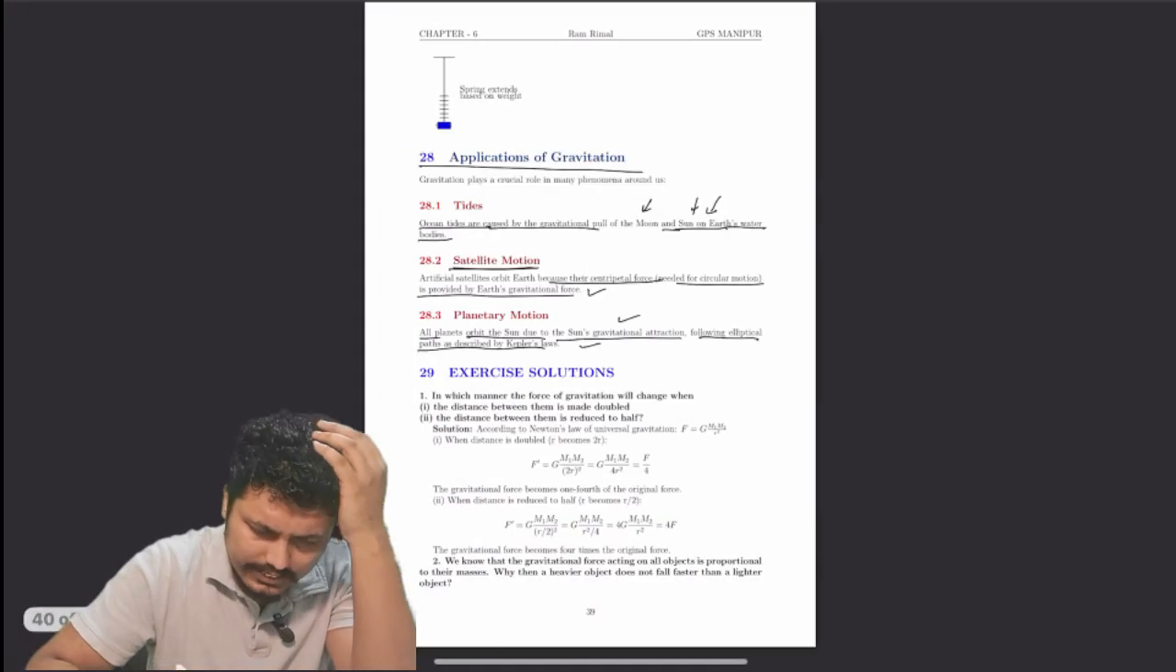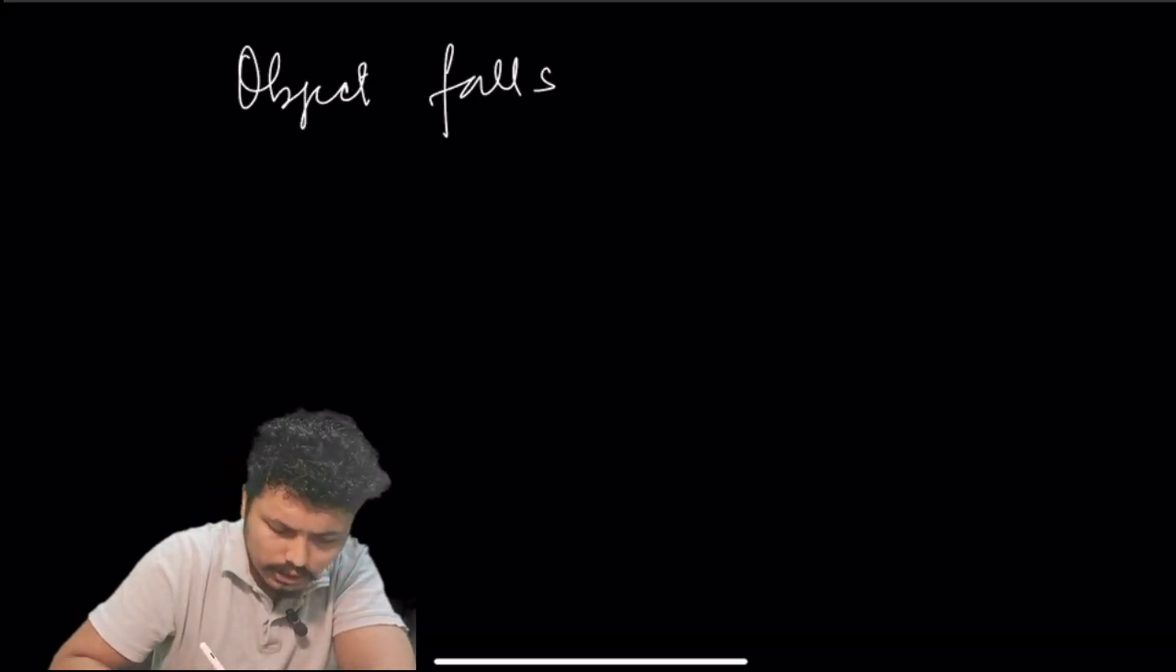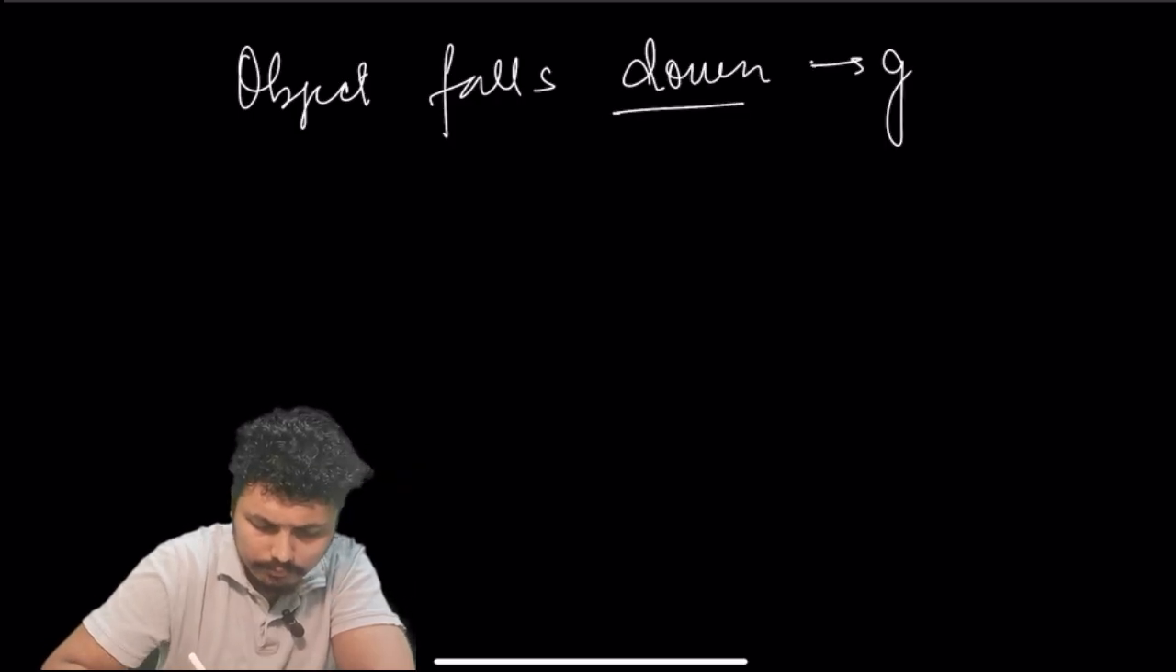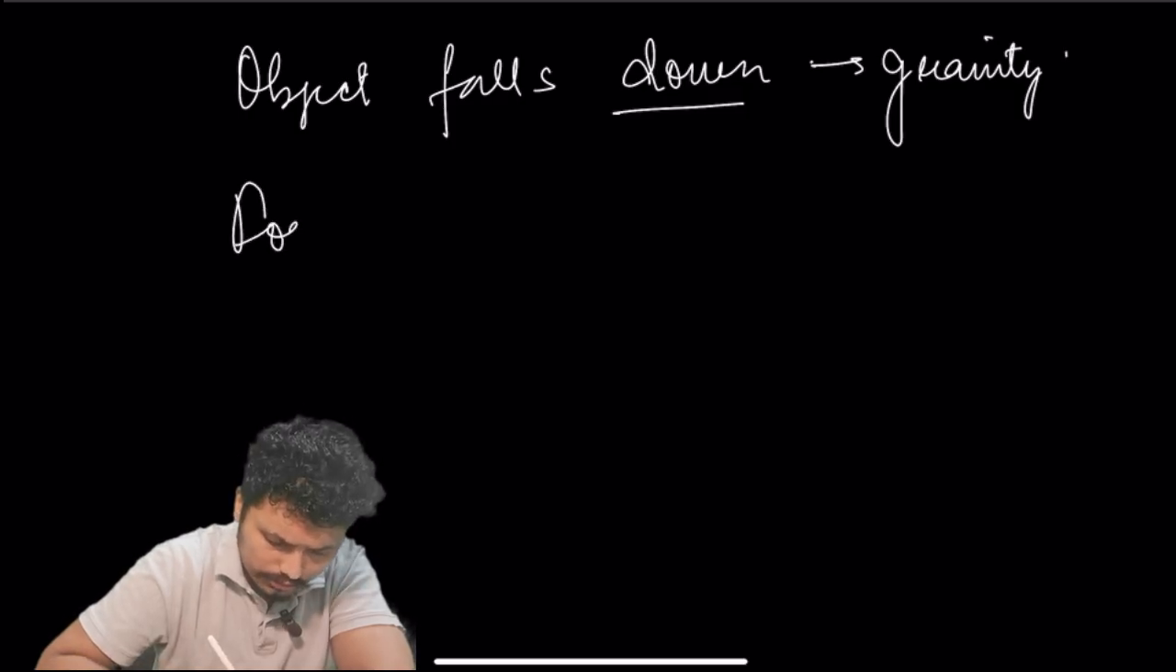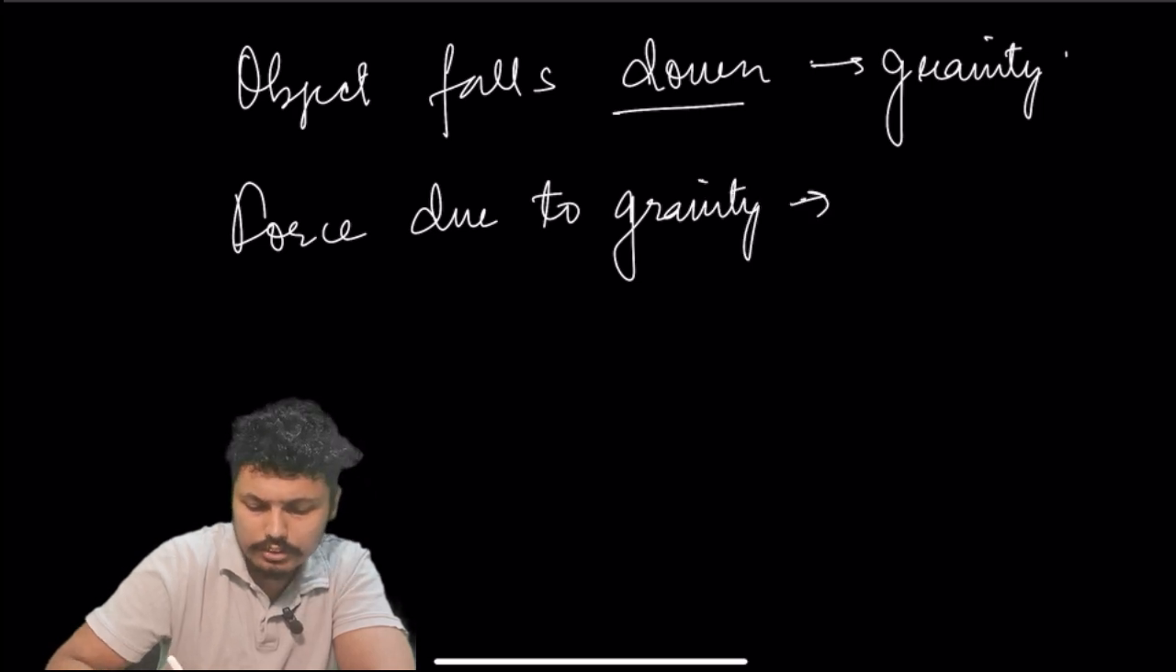So let me summarize what we have discussed. After that, we'll discuss the question that is given in the text. What have we discussed, sir? Objects fall down because of gravity. Force due to gravity is called gravitational force.